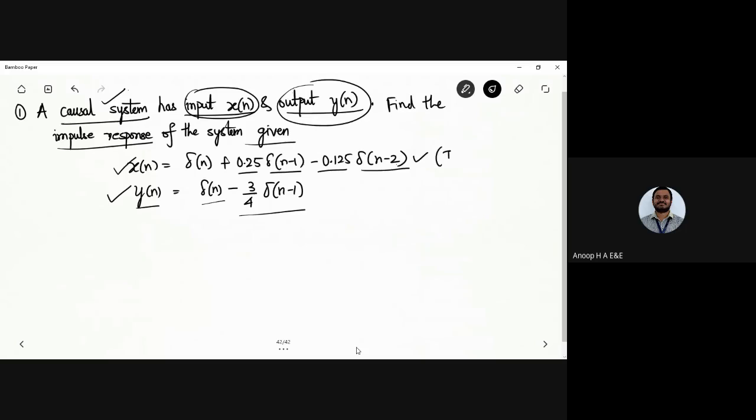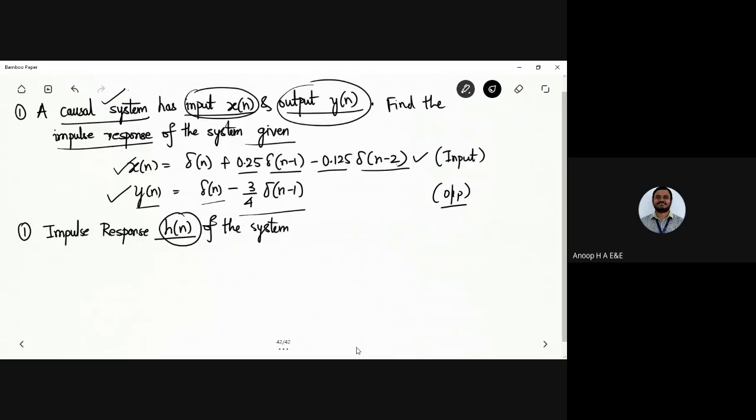Okay, so this is the input. Let me write it as input, and here the output would be y of n. What is the first thing that you need to do? You have to find the impulse response, h of n, of the system. So to find h of n of the system, you may have y of n as x of n convolved with h of n, and then you can find it in the time domain approach.